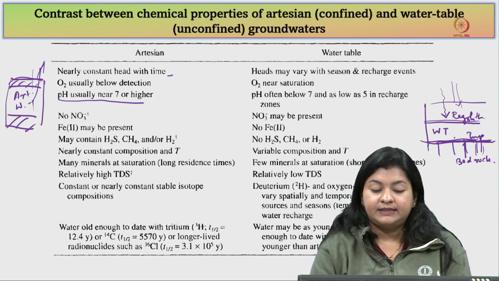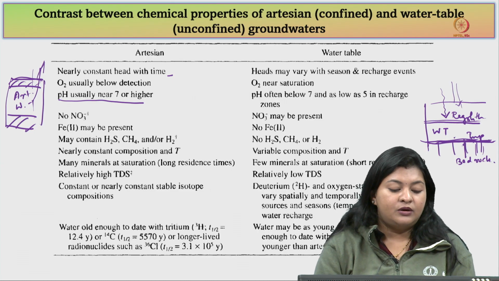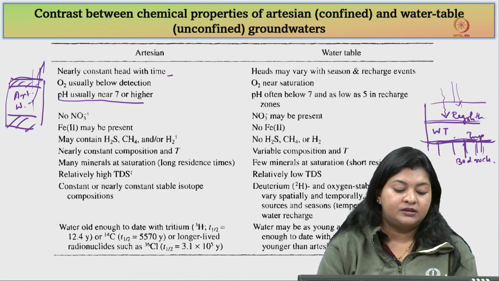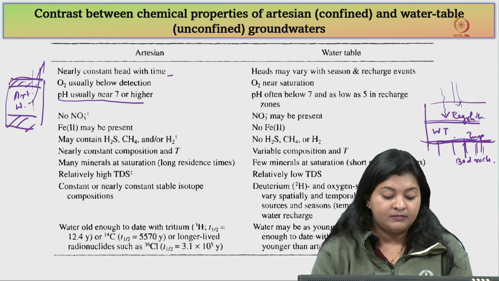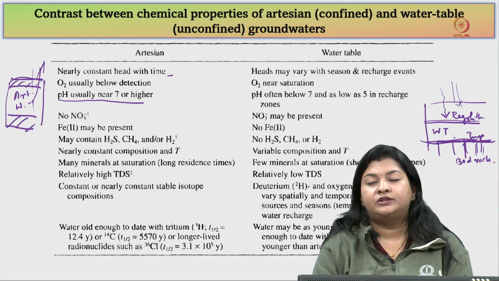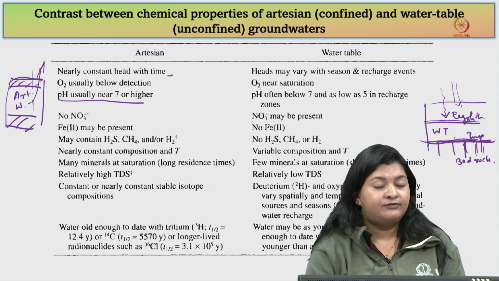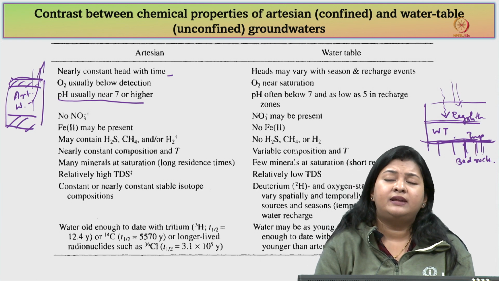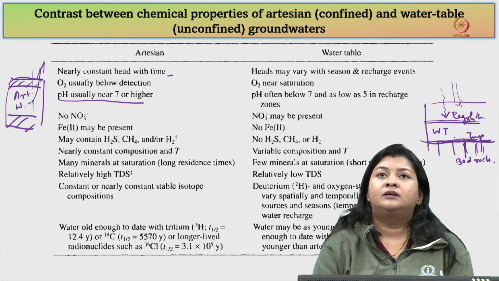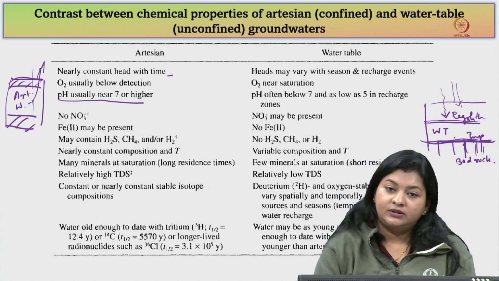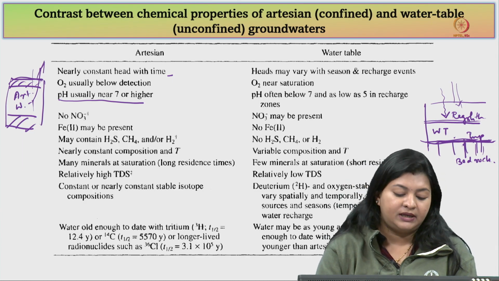So, there is a lot of compositional variability expected. If you want to date these kinds of water, the water in artesian wells will be old enough to be dated with respect to tritium if the water recharge rate is within some tens of years. And if it is more than that, if it is a very deep well and the recharge rate is very slow, in thousands of years, you can use 14 carbon dating.